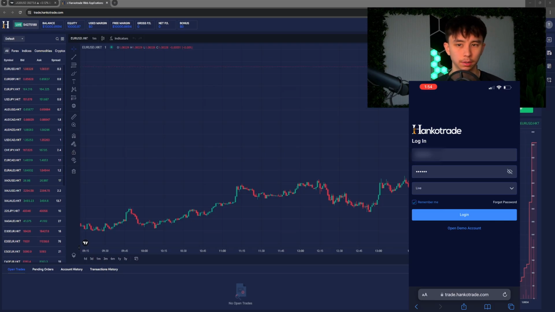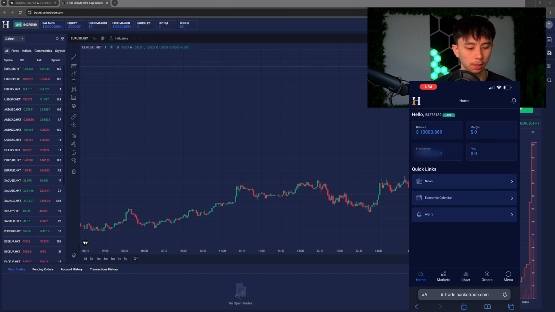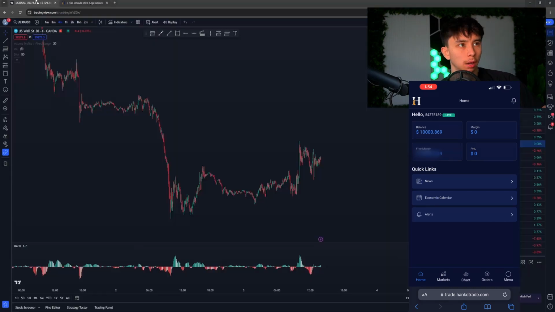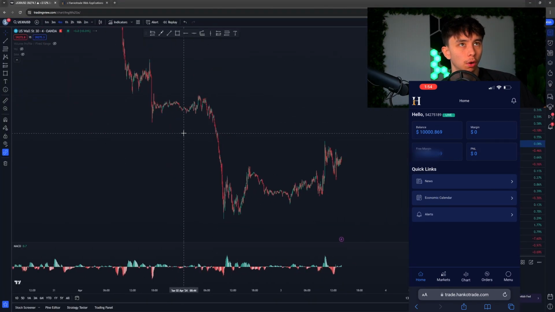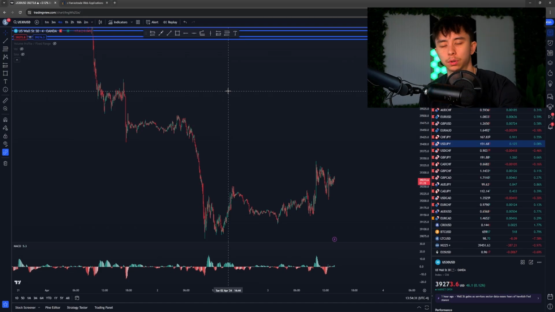So I got my details plugged in here. And then I'm just going to hit login. And as you can see, we are now logged in. Same details as you can see here. Same balance and everything. I'm going to do my charting on TradingView, but I'm going to execute my trades on the phone app. So got that running. We're going to stop the recording there.